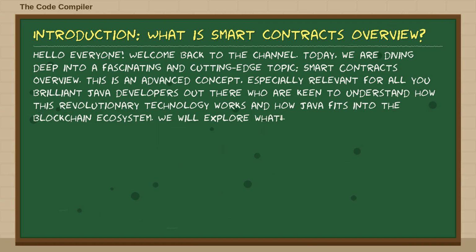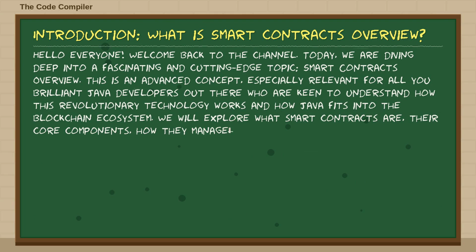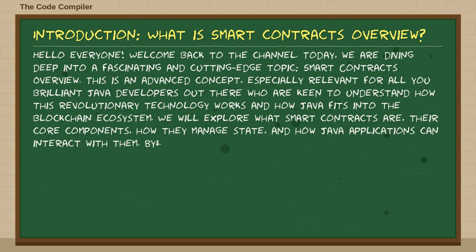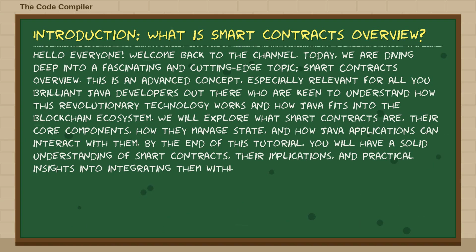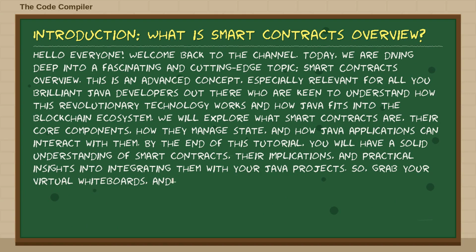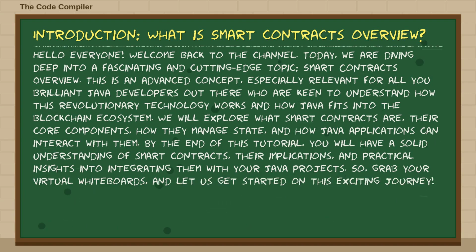We will explore what smart contracts are, their core components, how they manage state, and how Java applications can interact with them. By the end of this tutorial, you will have a solid understanding of smart contracts, their implications, and practical insights into integrating them with your Java projects. So, grab your virtual whiteboards and let us get started on this exciting journey.